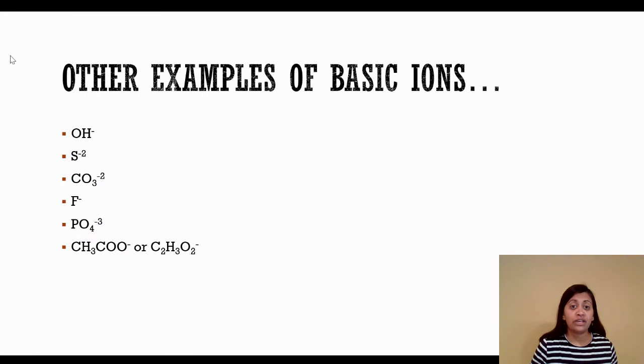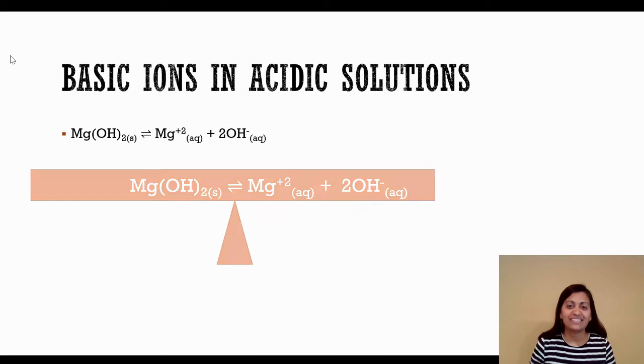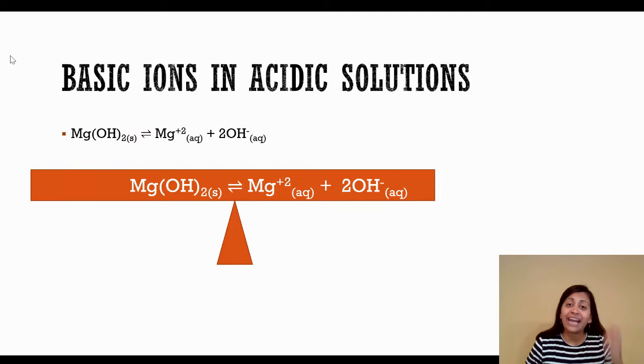These are examples of other basic ions that you might see, any of these attached to some of our cations. So this is what happens. Say we have magnesium hydroxide. You see this in equilibrium: Mg plus 2 and 2 OH minus. If we were to put this into a seesaw for Le Chatelier's principle, this is what we would see. Now we're going to add an acid to it.